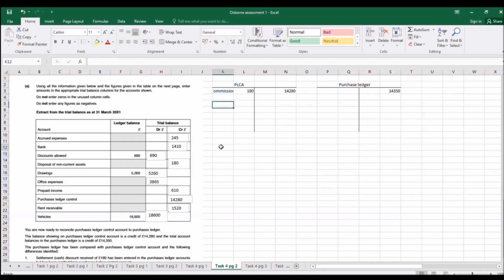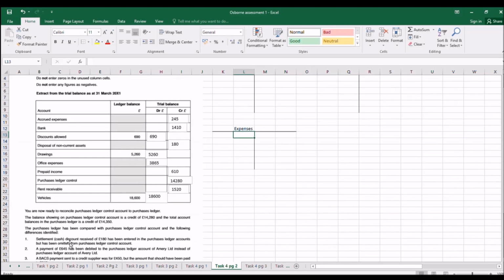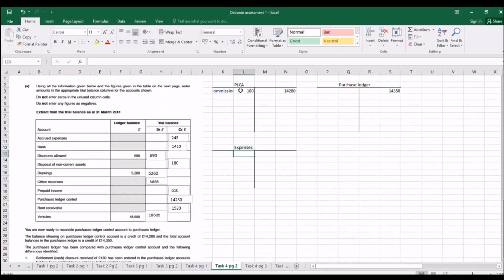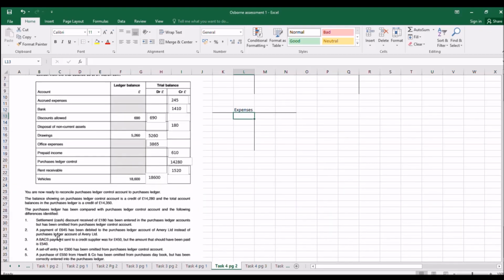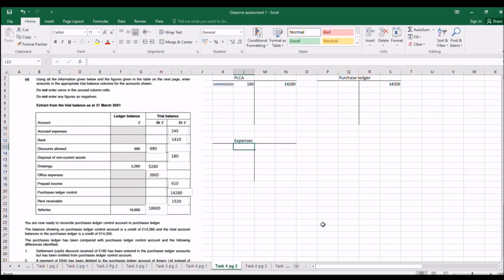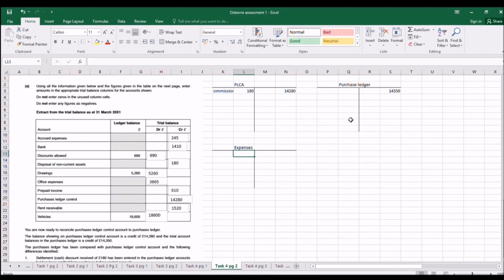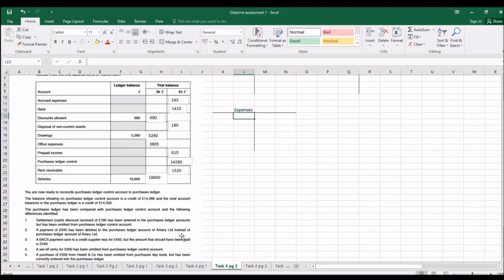So what we would have here as well is another journal, or another T account, which is going to be our expenses. Let's just see what happened here. It said it had been entered in the purchase ledger accounts, but is omitted from the purchase ledger control account. So actually it's just been omitted from the purchase ledger control account. Okay. A payment of 645 has been debited to the purchase ledger account of Amory instead of the purchase ledger account of Avery. That's just within the purchase ledger. So that's an error of commission. So that's not going to adjust our purchase ledger account, it's not going to adjust the purchase ledger control account. It's just going to move between two accounts within the purchase ledger.